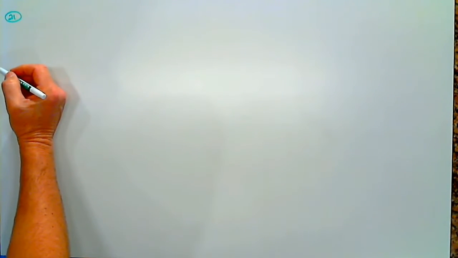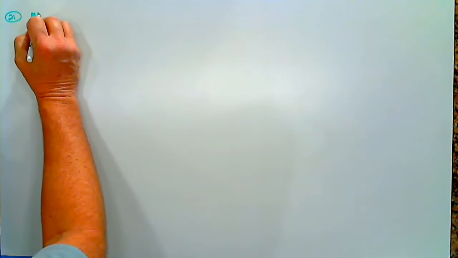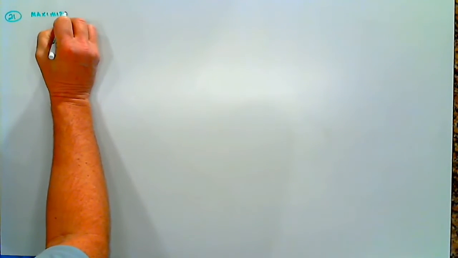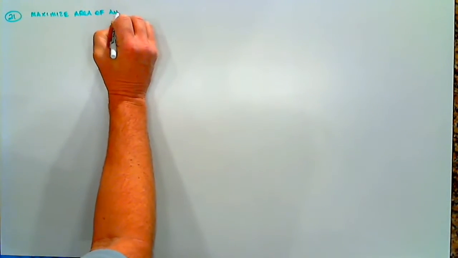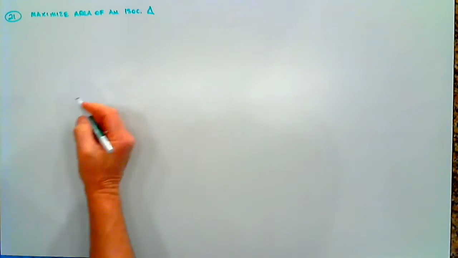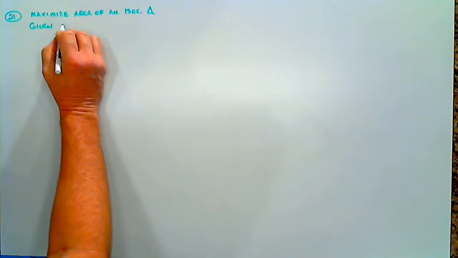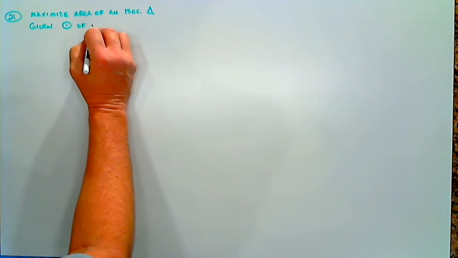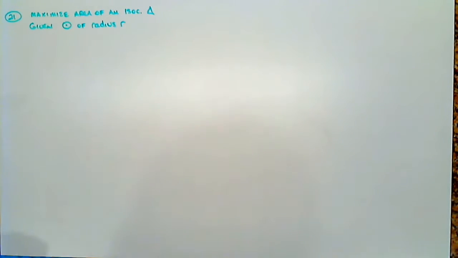All right, 21 says, find the dimensions of the isosceles triangle of largest area that can be inscribed in a circle of radius r. So we want to maximize the area of an isosceles triangle, and we're going to inscribe it. What we're given is a circle of radius r.